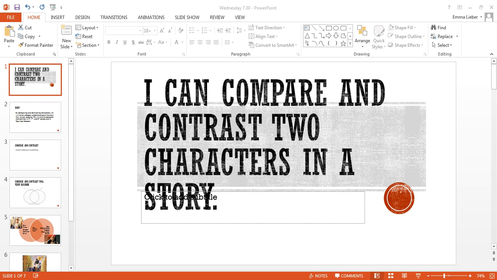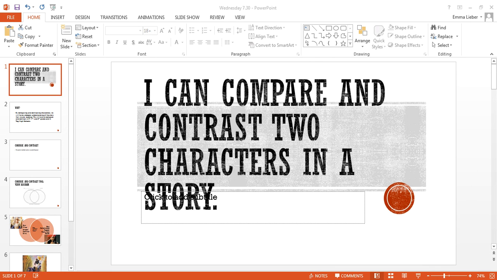We need to find both similarities, things the characters have in common, and differences, things that they don't have in common. So what we're going to do is use a Venn diagram. We'll use the sections out here on the left and the right to talk about the two different characters and write the things that make them different. Where the two circles overlap in the middle, we're going to write the things that they have in common, the similarities that make them the same.